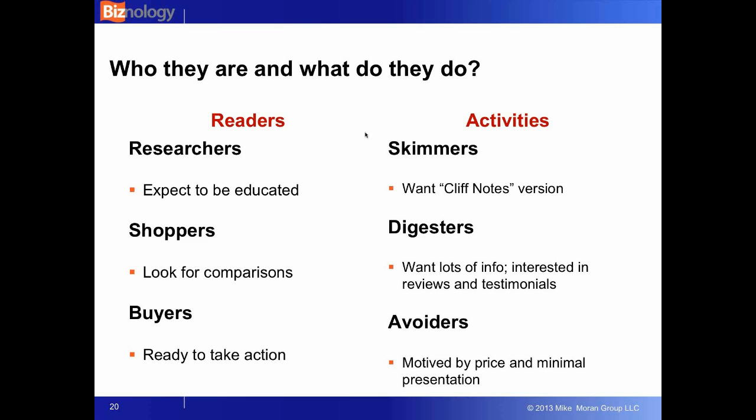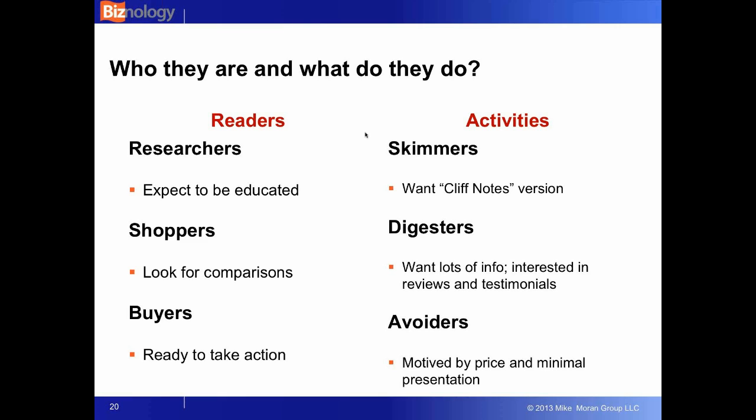The next group of people that comes to a website are what we call the shoppers. Now they're in a little bit more of a consideration mode. They're looking at a couple products, and one of them might be yours. So they're looking for some type of comparison. They're going to want information, but information as it relates to how you are different from somebody else. Or they're interested in reviews or testimonials of your products that will really drive them to the next step of being buyers. When they're ready to take action, they're most going to be recognizable by really what is the price, what do they have to do to get it, and a minimal presentation.